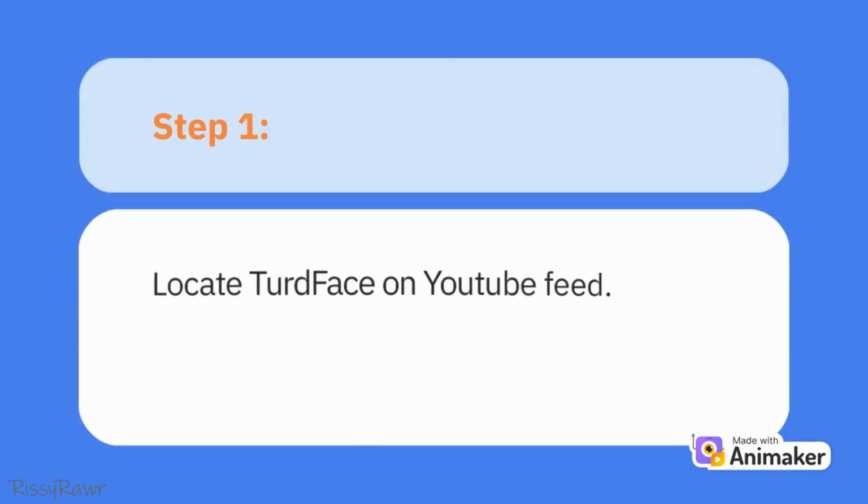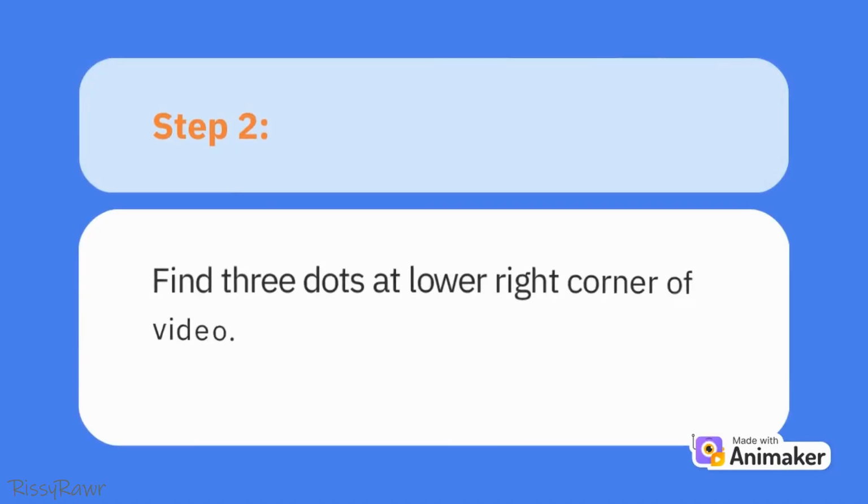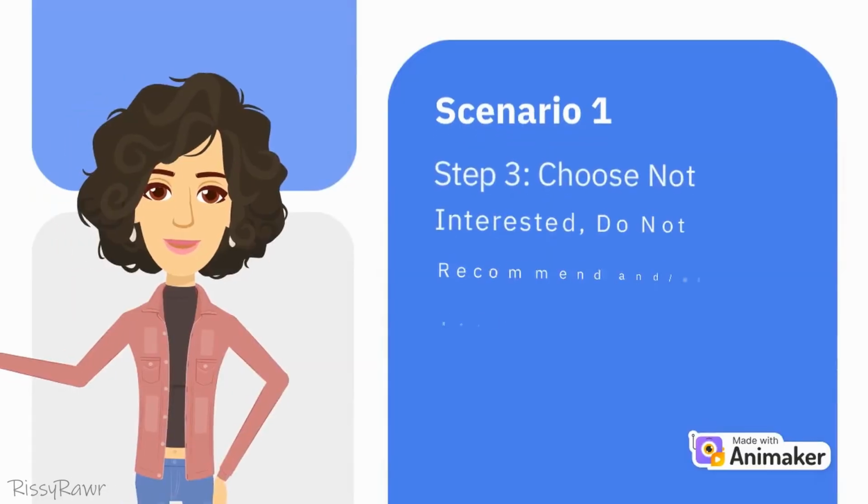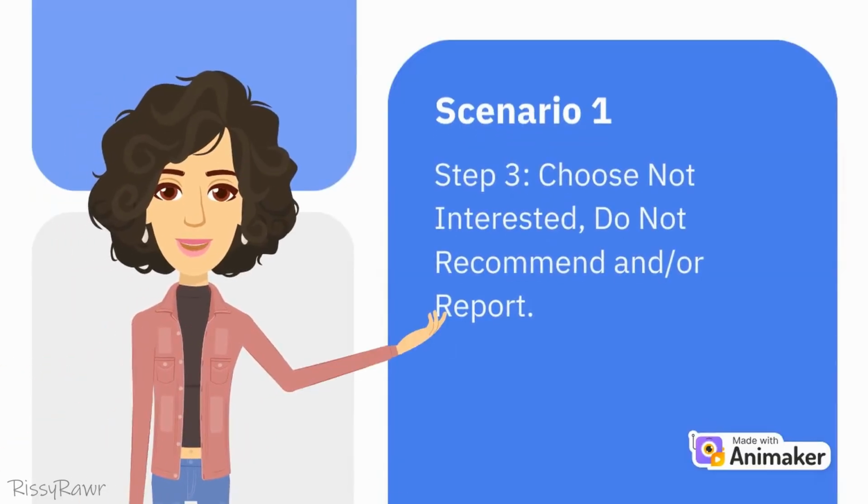Step 1. Locate TurdFace on YouTube feed. Step 2. Find 3 dots at lower right corner of video. Step 3. Choose not interested, do not recommend and/or report.